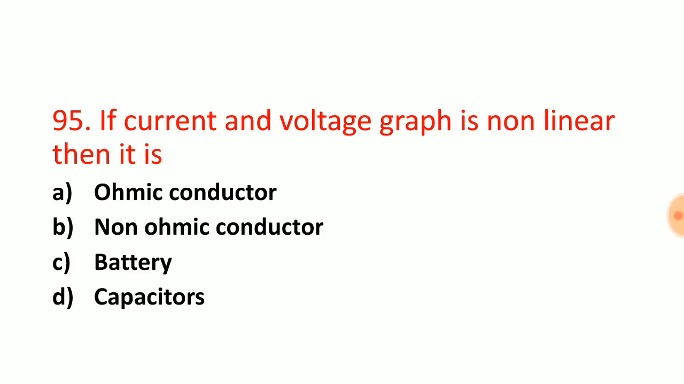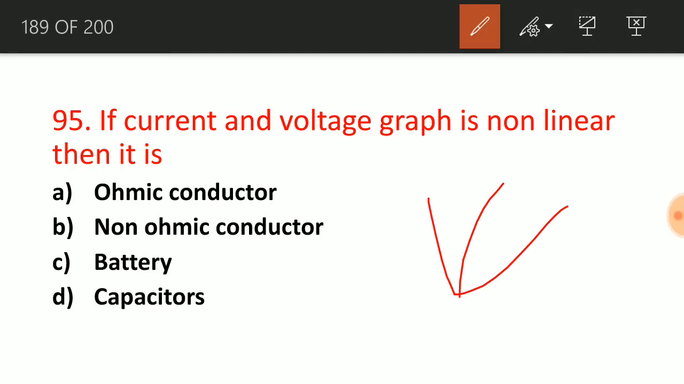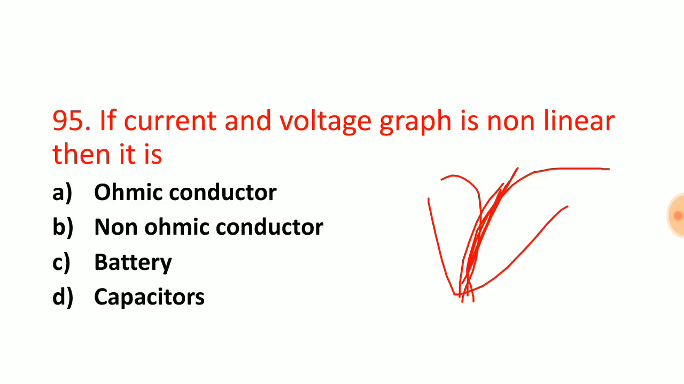Question number 95. If the current and voltage graph is non-linear, then that is a non-ohmic conductor. In an ohmic conductor, we know that there is a straight line between current and voltage, but if the line is curved, then that is a non-ohmic conductor.